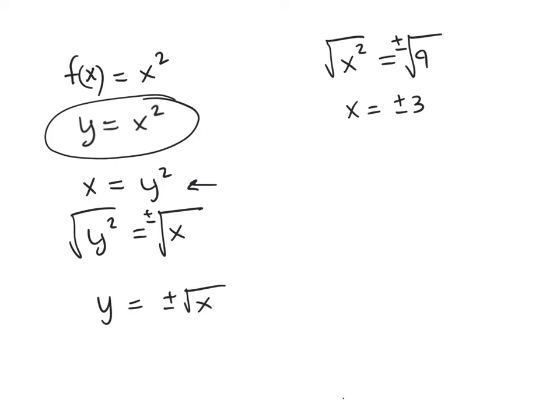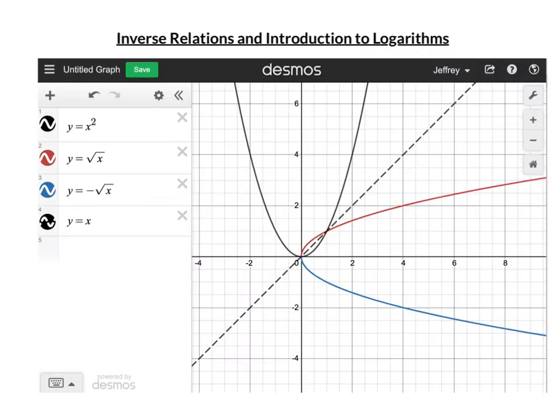Let's take a look at that on the graph. Here we can see the graph of y equal x squared. That's the parabola. Talking about this one right here. And y equal the positive of the square root of x is this piece. Y equal the square root of x. And down here is y equal the opposite of the square root of x. So these two together make the inverse of the original function.